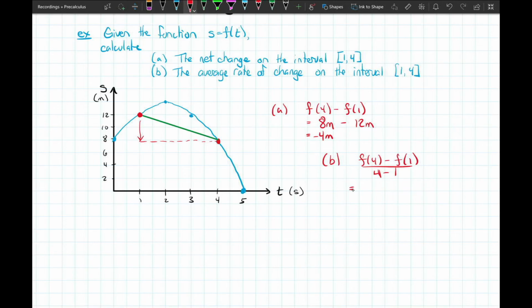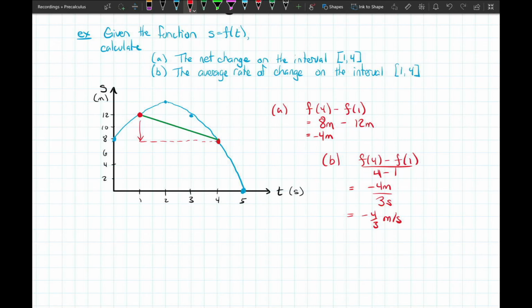Now, it's probably good to also remember units here, and even if you don't include them in your calculation, you will need to use them in the final answer. f of 4 minus f of 1, we just calculated that's the net change. That's a change of 4 meters in the negative direction. But along the horizontal axis, 4 minus 1, well, this is in seconds here. 4 seconds minus 1 second is 3 seconds. And that leaves us with a slope, or in the case of an application here, that would be velocity, meters per second. A velocity of negative 4/3 meters per second.